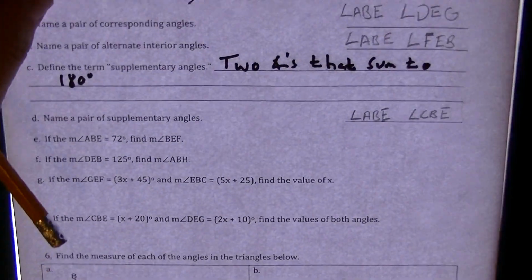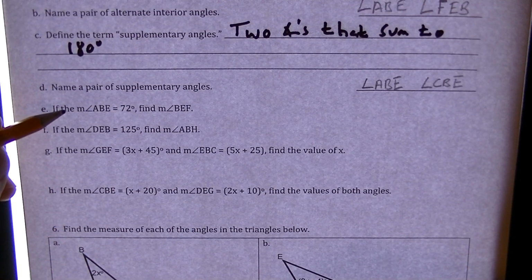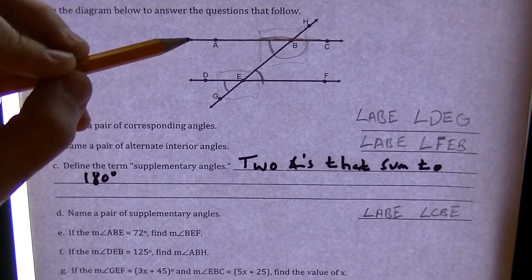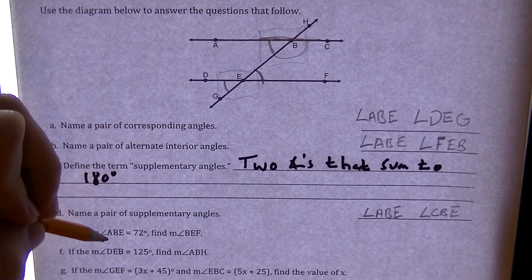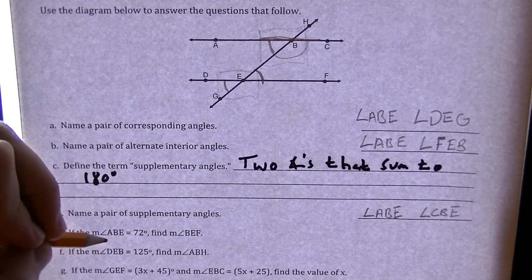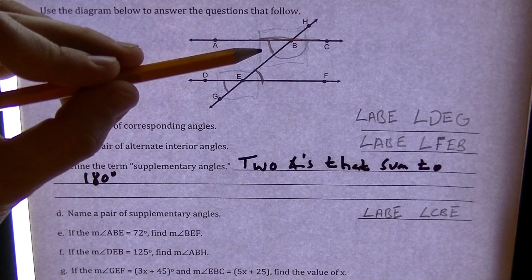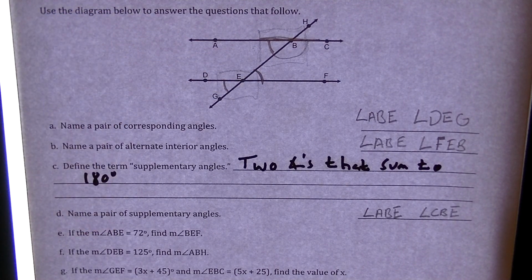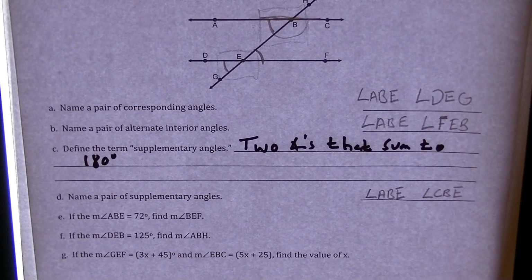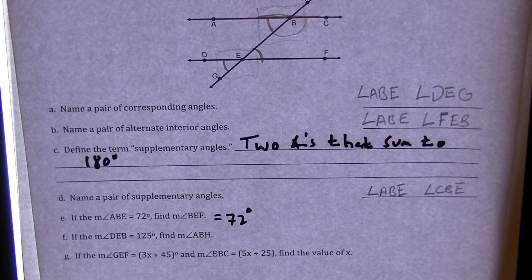Let's get a new blank sheet of paper underneath this because I have those Sharpie marks popping up. All right, we're almost done with this. If the measure of angle ABE is 72 degrees, find the measure of angle BEF. Well, we already said that ABE and BEF, or I called it FEB, are alternate interior angles, which means that they're congruent. So that means that the measure of ABE is 72, so BEF must also be 72 degrees.